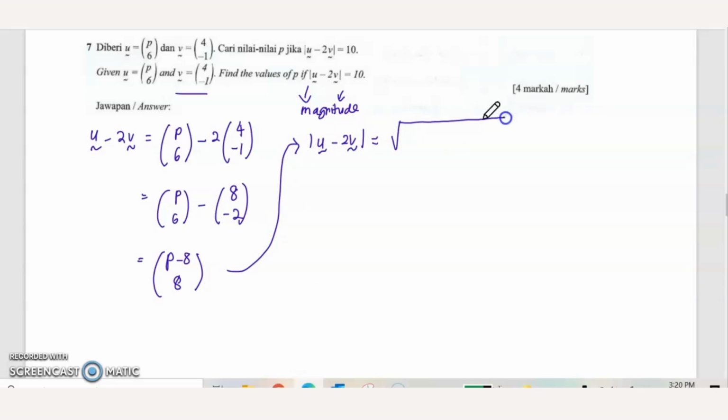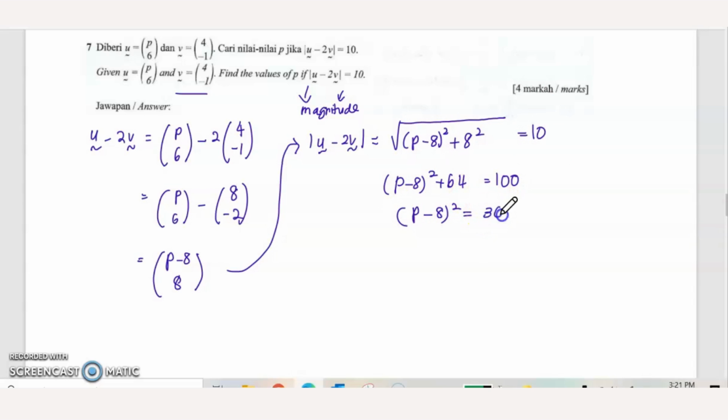So this part kita equatekan dia dengan formula magnitude. Dia macam nak cari Pythagoras theorem. So just ambil je the first vector here, the first term element dalam vector tu, squarekan and then plus 8 square and equate with 10. Okay, so kita hilangkan square root, bawa square ke sebelah, jadi 10 kuasa 2. Jadi P minus 8 square plus with 64 equal to 100. Okay, so P minus 8 square equal to 100 minus 64, 36. Okay, and then kita bawa square ke sebelah, jadi square root 36.